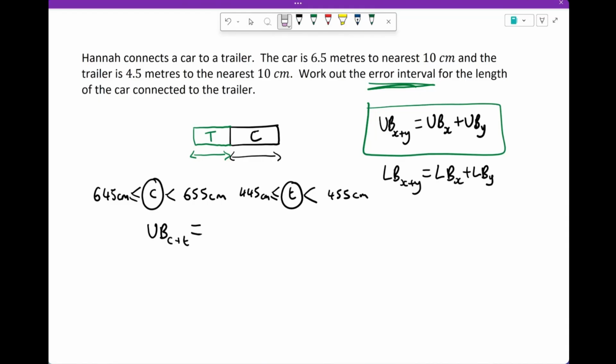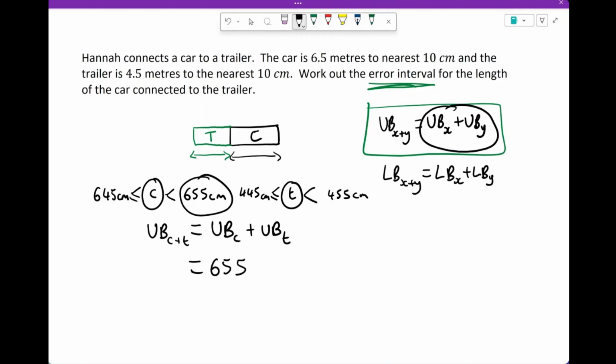And the upper bound of C plus T is going to be equal to the upper bound of C plus the upper bound of T. Because that's what my formula here says. For addition, we do upper bound plus upper bound. So my upper bound for C is 655. And then my upper bound for T would be the 455. So I'm going to add those together. And then that's going to give me an answer of 1,110 centimeters, which we can convert to meters if you want. So I believe that's going to be 11.1 meters.